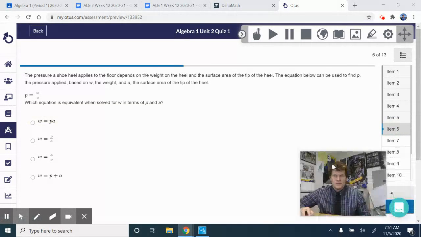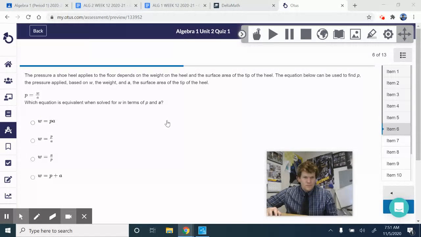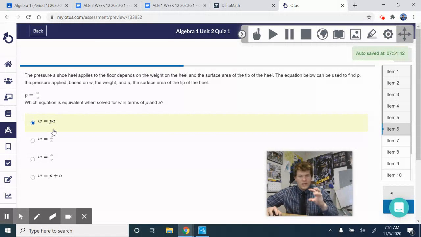Problem number 6. We have P is equal to W divided by A. We want W all alone. How do I get rid of divide by A? I have to times it by A. So I'm timesing both sides by A. This is the only one that said times A. So if we recognize our operation and do the opposite, this one should have been easy.